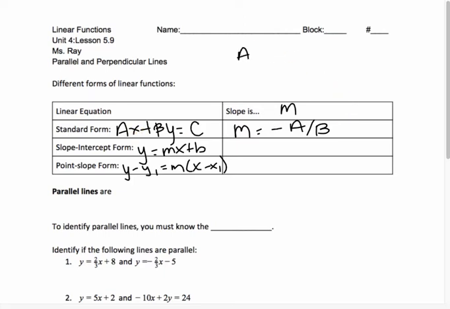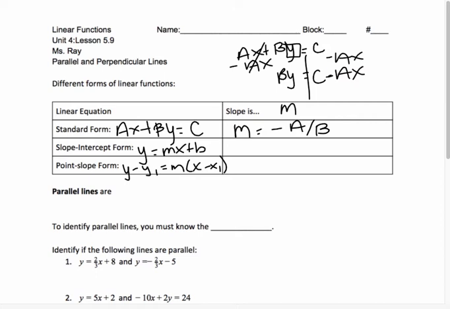If I solve ax plus by equals c for y, watch what happens. The first thing I do is subtract ax, and so then I have by equals c minus ax. And then I divide by b. So I get y equals c over b minus a over b x. So this looks like slope-intercept form. This is your m, negative a over b. So that's where that comes from.